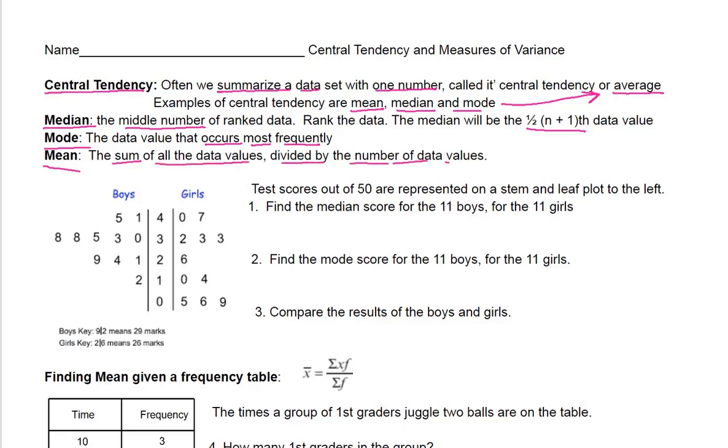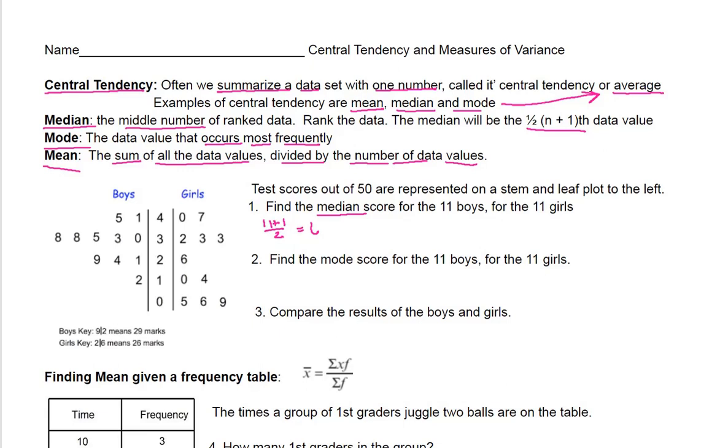Now here we've got a stem and leaf diagram. The scores out of 50, and they want to find the median for the 11 boys and 11 girls. So if I take 11 plus 1 divided by 2, that's going to be 12. 12 divided by 2 is 6. So that means it's going to be the sixth piece of data. So I count them and I get to the boys is going to be 38.